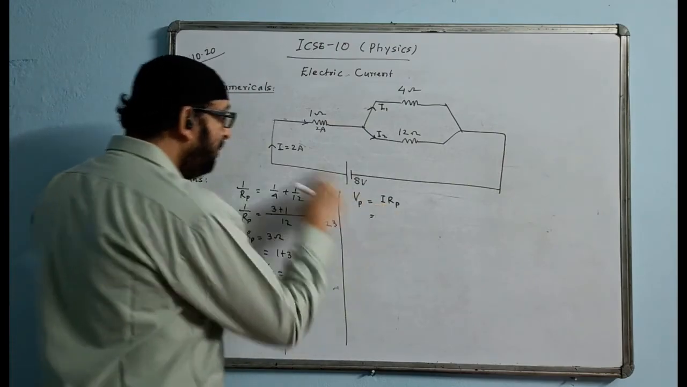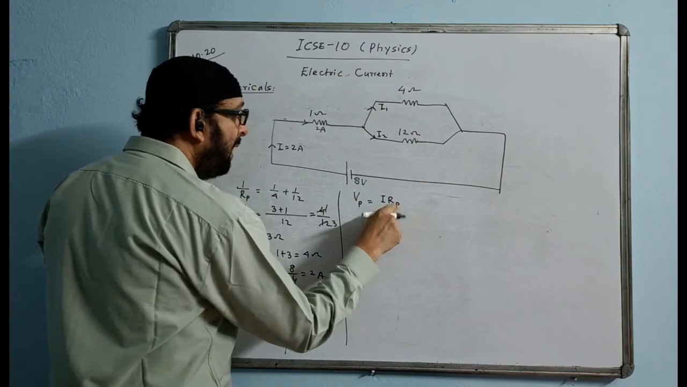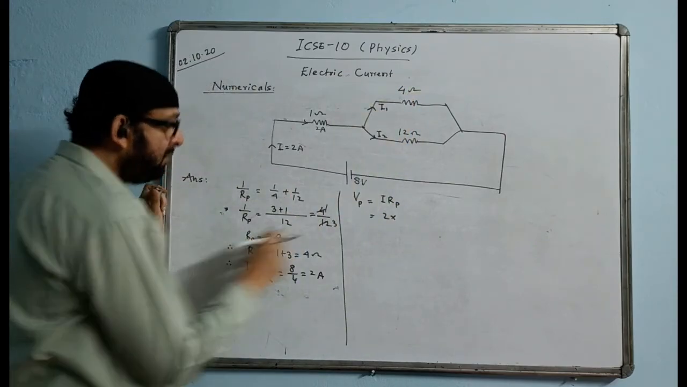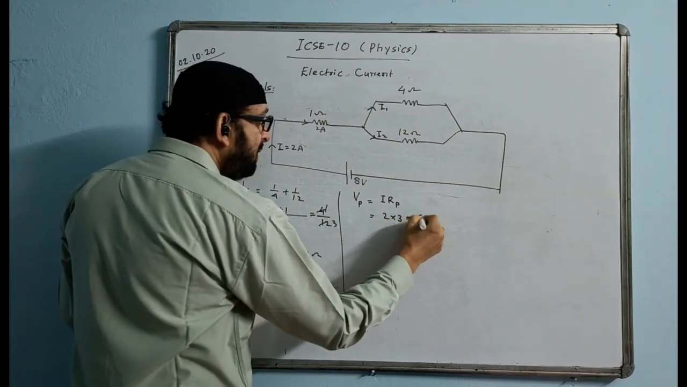So I value is how much we are having? 2. And Rp is only for these two together, a single value we will take. What is the single value? Rp value is how much? 3. So the answer is coming 6 volt.